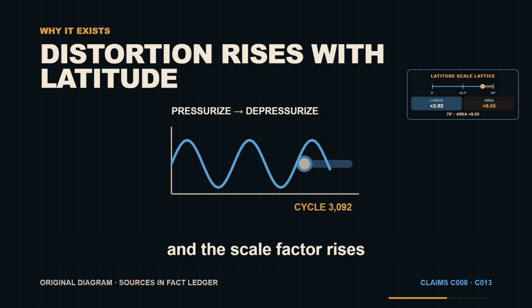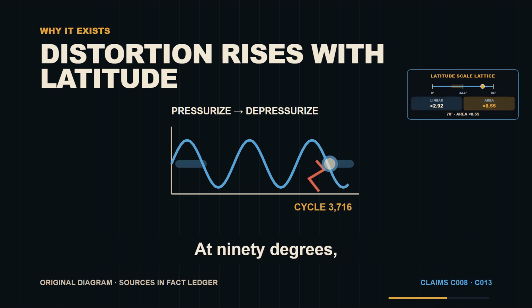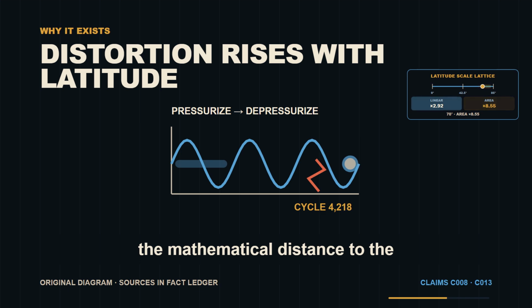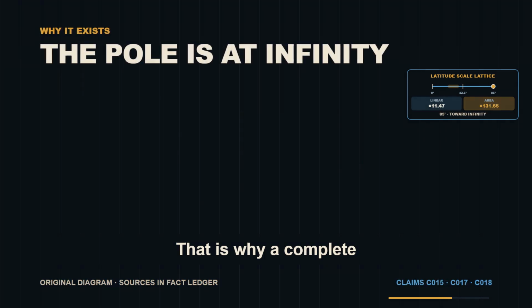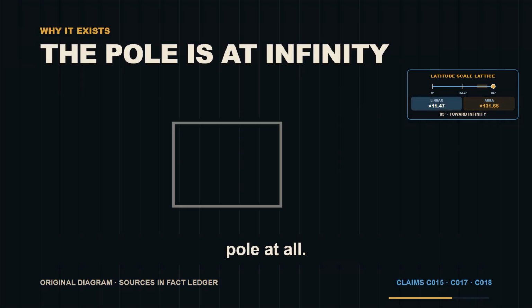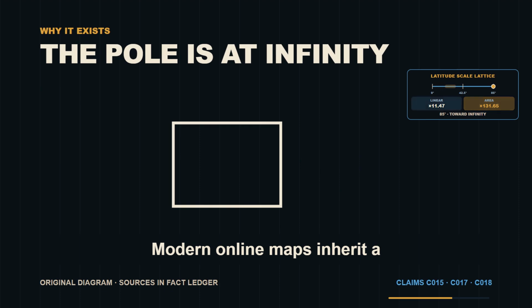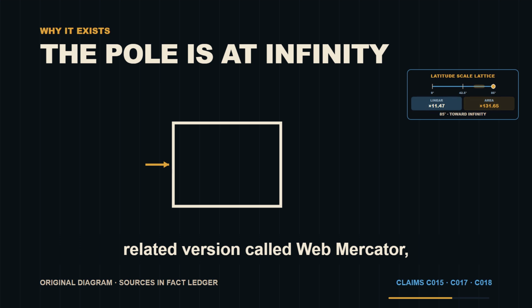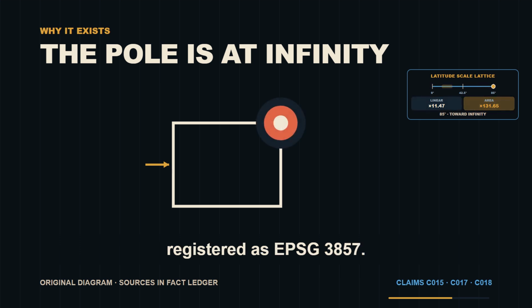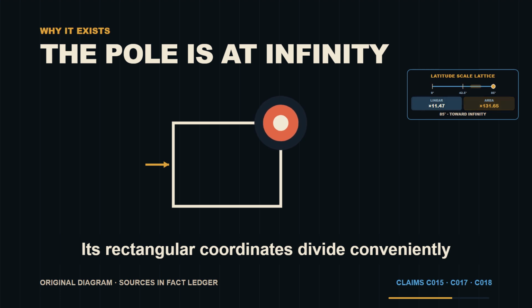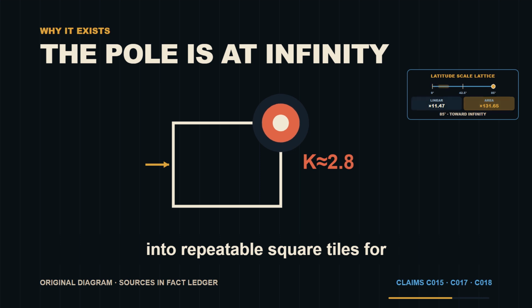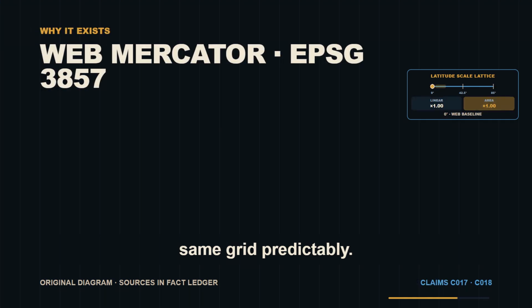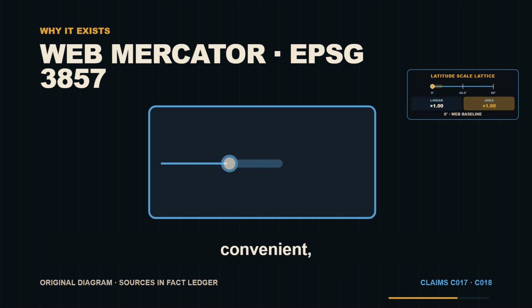Keep moving north and the scale factor rises without limit. At 90 degrees, the mathematical distance to the pole becomes infinite. That is why a complete Mercator map cannot show either pole at all. Modern online maps inherit a related version called Web Mercator, registered as EPSG 3857. Its rectangular coordinates divide conveniently into repeatable square tiles for zooming and panning. Each zoom level subdivides the same grid predictably. The familiar web map survives because this geometry is operationally convenient, not because it preserves global area.